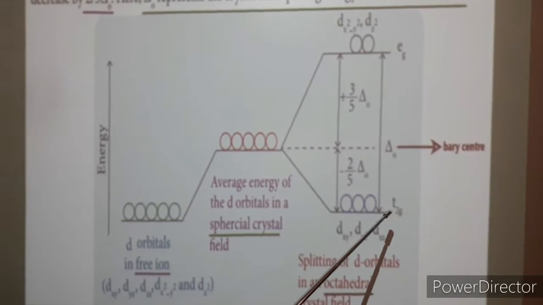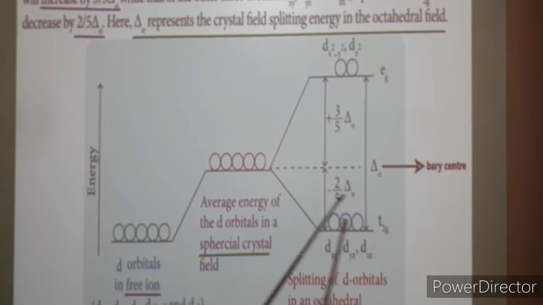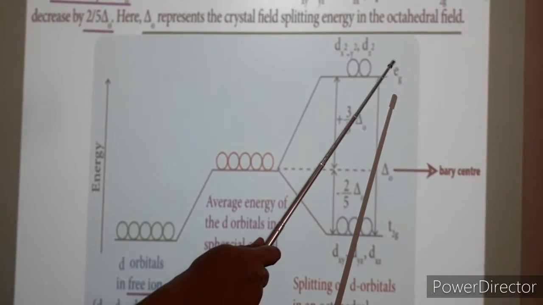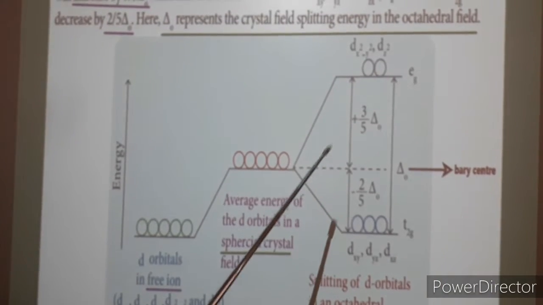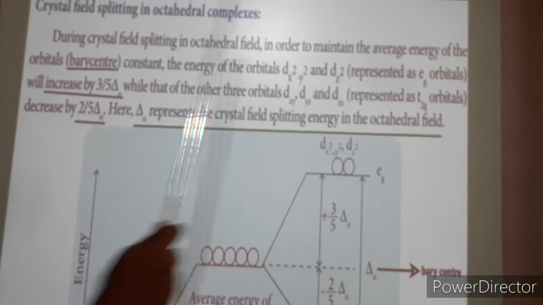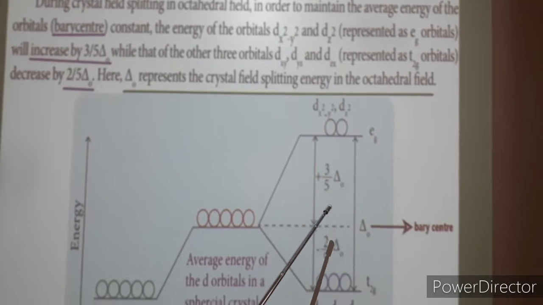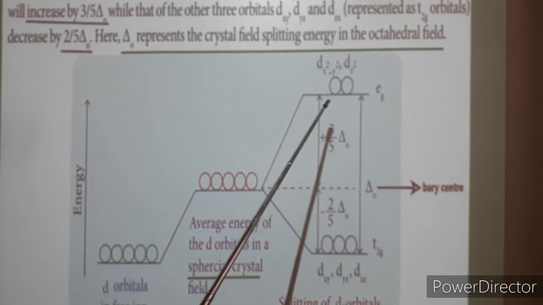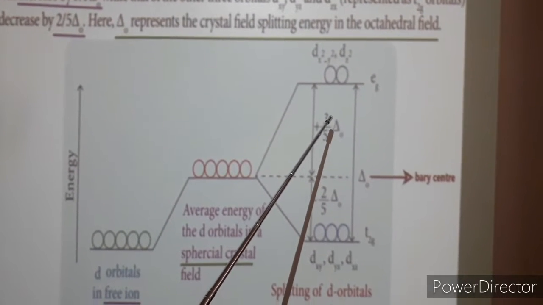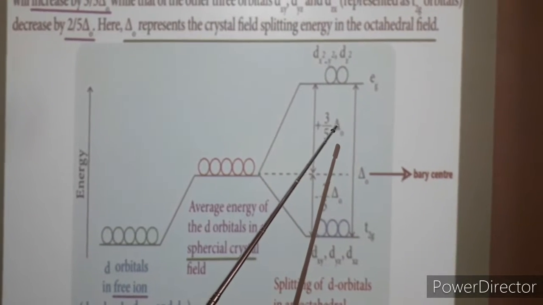The two T2g orbitals, that means d of xy, d of yz and d of xz, are lying below, and the Eg level is somewhat rising. This is called the barycenter, that is the average energy of the orbitals. To maintain it as a constant value, they slowly rise. Which ones slowly rise? The Eg orbitals slowly rise by 3/5 delta 0. That 0 indicates the octahedral field.